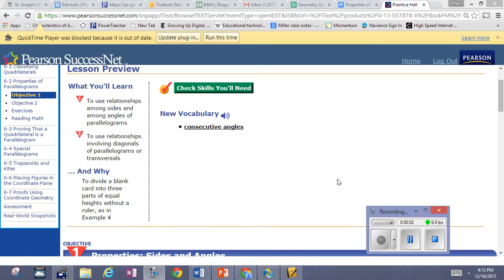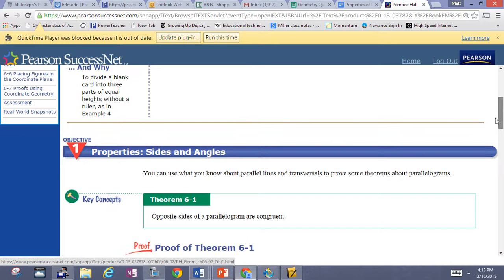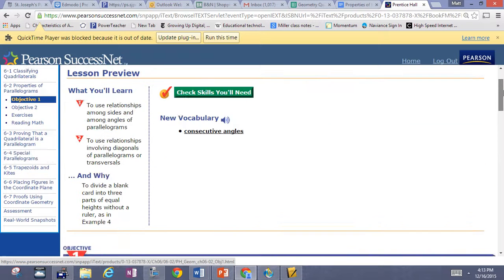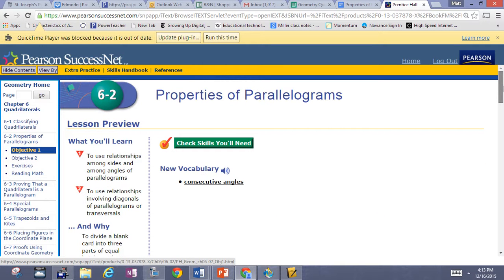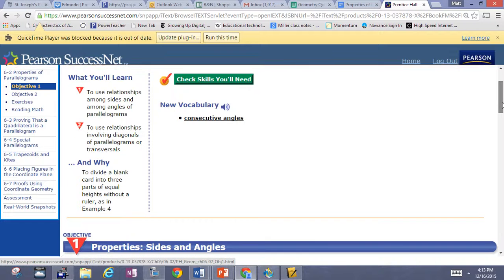Okay, guys, we just want to go through with you some of these theorems which outline the properties of parallelograms. This is section 6.2, okay? We see that there's a property, we know by definition, of course, that a parallelogram is a quadrilateral with two sets of parallel sides, okay?